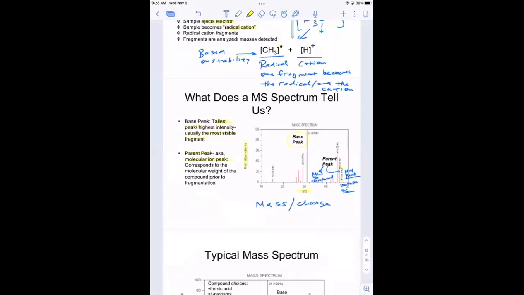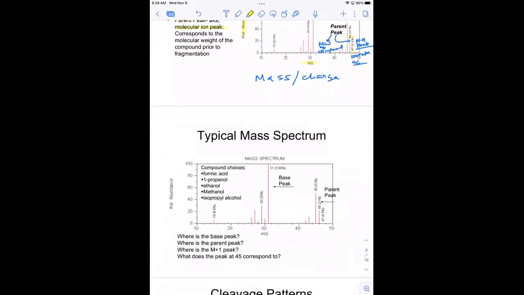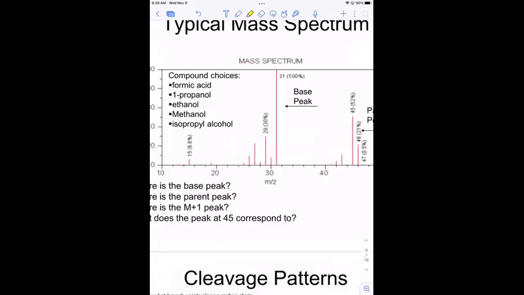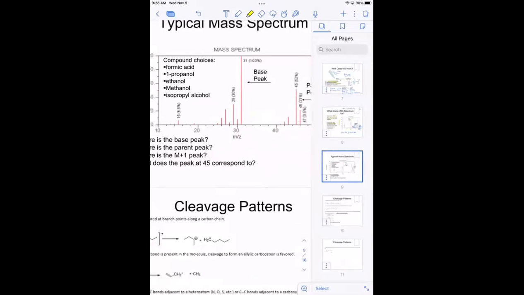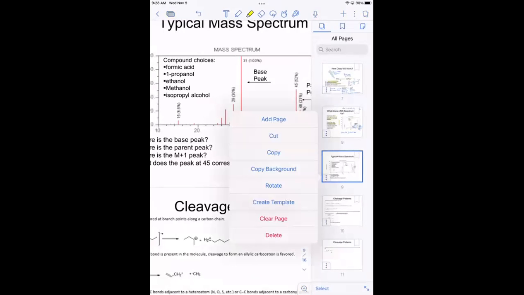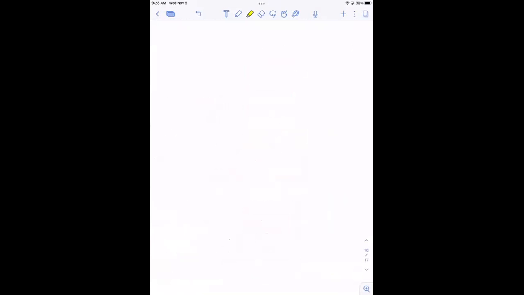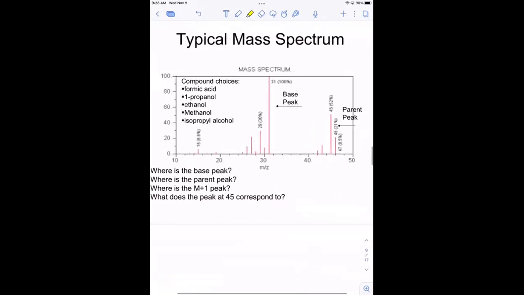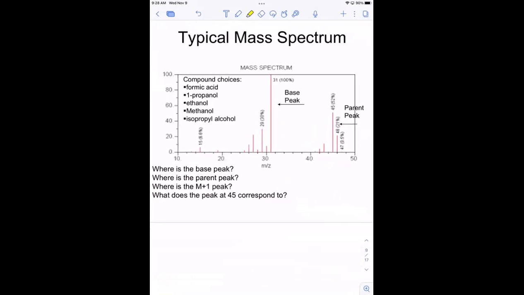All right, let's see if we can put this into practice. We got 5 compounds. I'm going to insert a page right here so we can work through this example. This is my mass spectrum. We have 5 compounds. One of these compounds is going to be a match for the spectrum, but one isn't. Right. The other 4 are not.